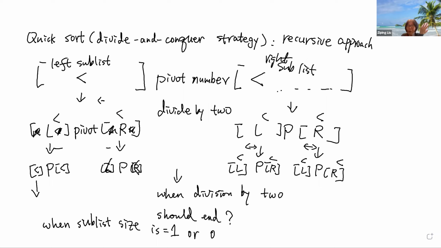So visually it can be viewed like this. When there is no more to be divided by 2, that means you have the pivot here. That means the whole list is sorted. So what is the recursive termination condition?